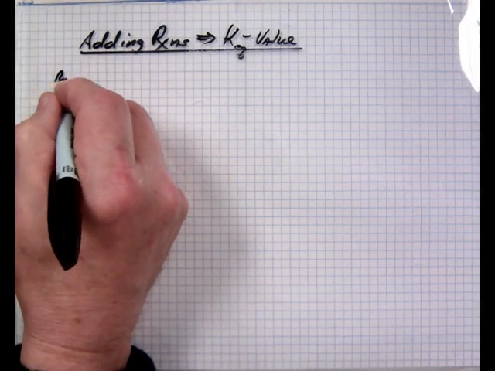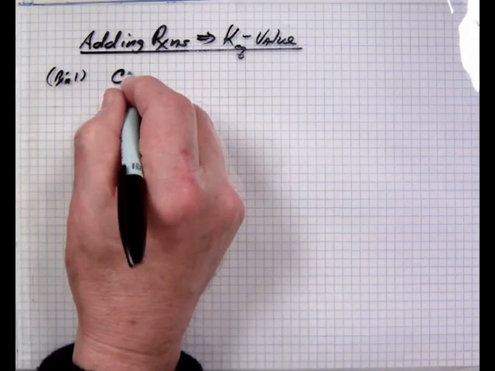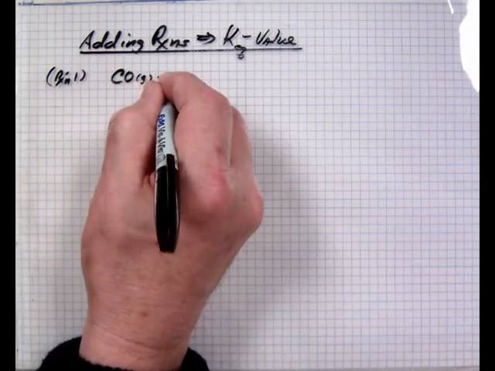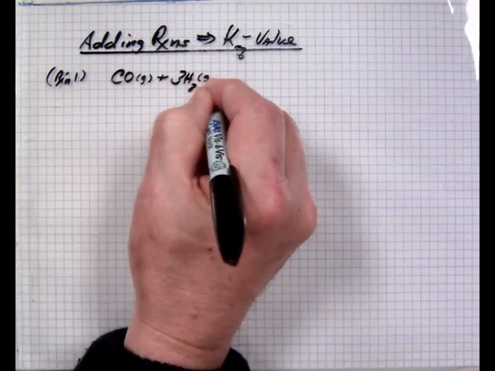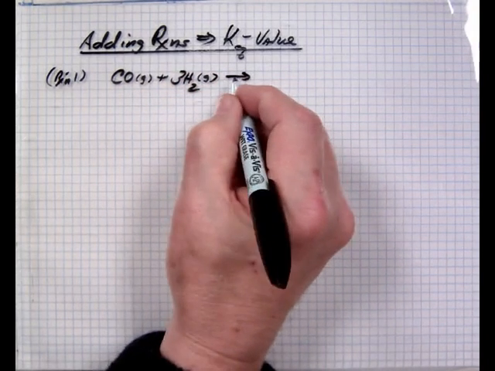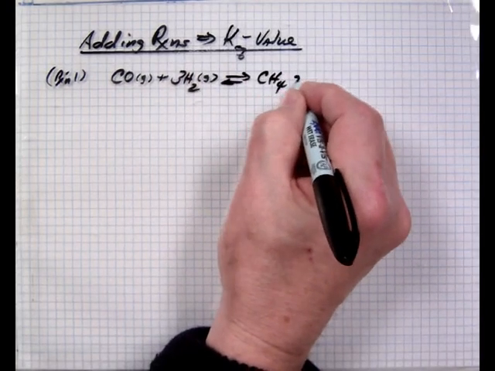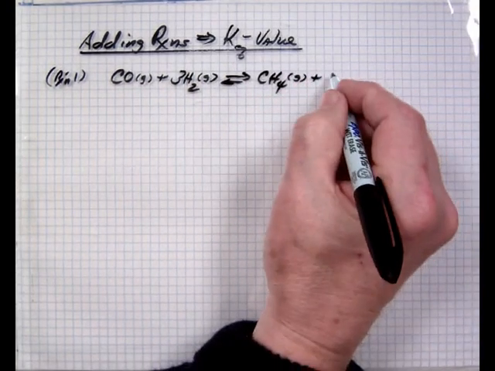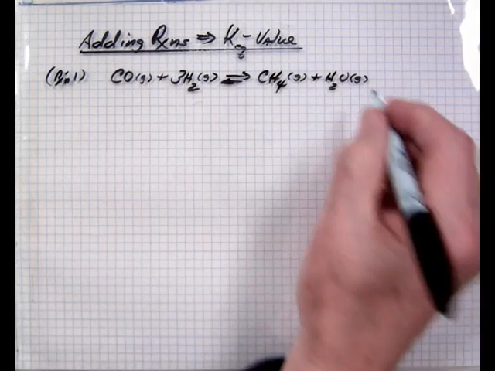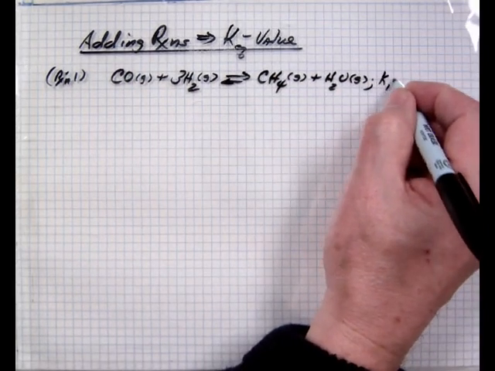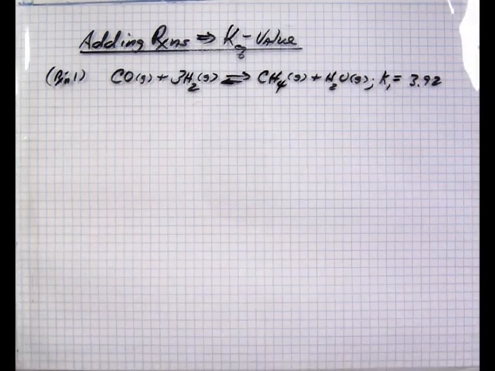Reaction 1 is CO as a gas plus 3H2 as a gas going to CH4 as a gas plus H2O as a gas, and K for reaction 1 is 3.92.